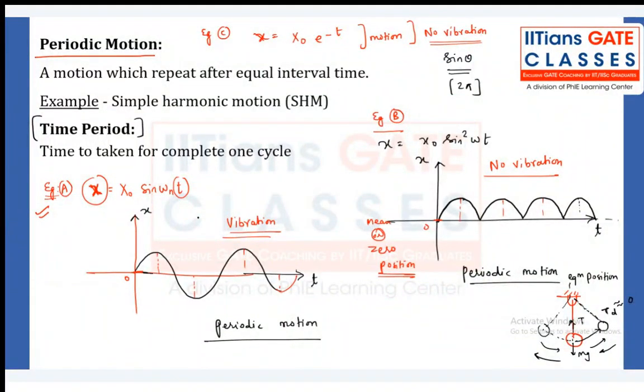So the very first criterion to have a vibration is that it should be periodic. Second, it has to be to and fro. Both conditions need to be satisfied. Third, as a different example, I'm giving you an exponential function. An exponential function is neither a periodic function nor doing any to and fro motion. So again, there is no vibration.